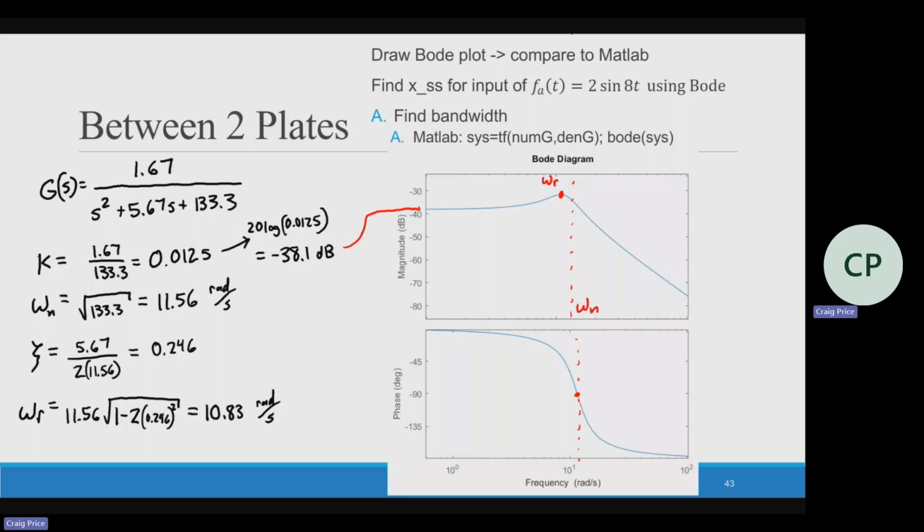Now, no one's asked me yet today, but I've had larger classes than this. How do we determine the magnitude of that bump? Any ideas of how we could maybe find that?